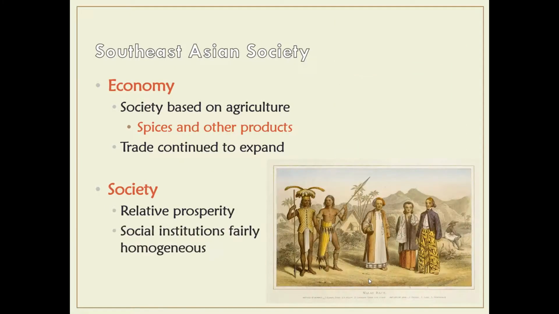Social institutions were fairly homogenous among the different islands. The different islands themselves were very diverse, but within the islands you had pretty homogenous cultures, which allowed people to later come in and study the islands a bit better and understand the people of Southeast Asia much better.